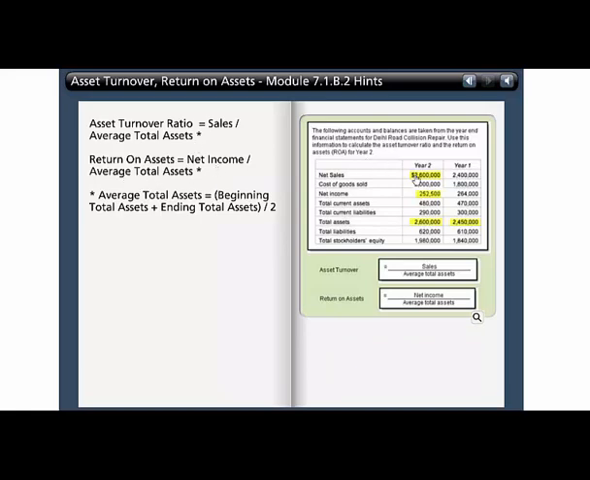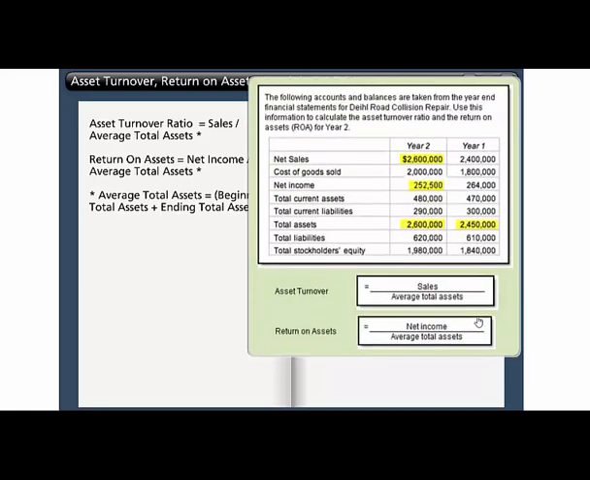So we're going to rely on the sales for year 2 to calculate asset turnover ratio. We're going to rely on the net income to calculate return on assets. Okay, we could expand that to see that larger if we wanted to. So with this information, we just plug in the information and you can determine asset turnover and return on assets.